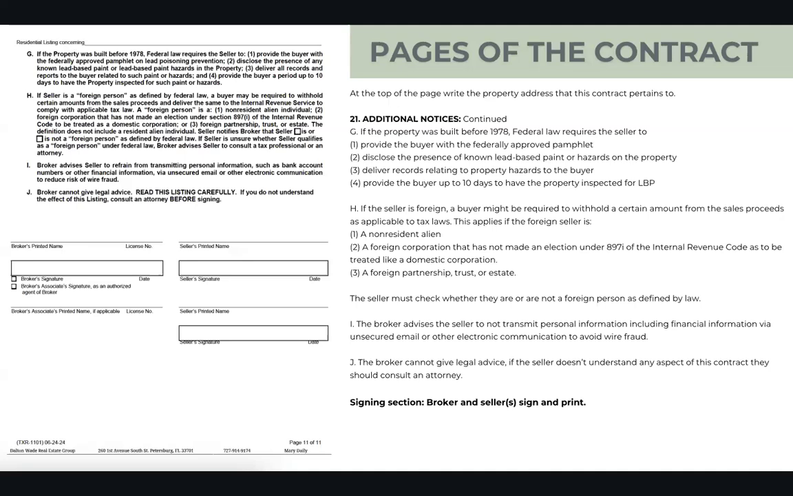The broker advises the seller to not transmit personal information, including financial information, via unsecured email or other electronic communications to avoid wire fraud. And then we have the signing section of the contract. The broker and the sellers need to sign and print.